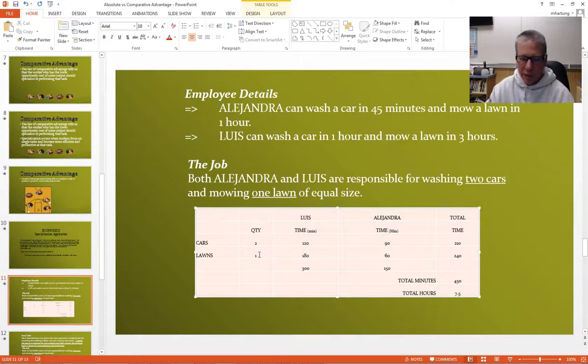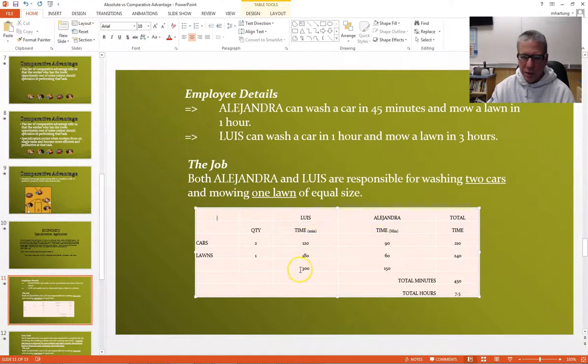But let's take a look at what it looks like if they're not working together. This is just what it's going to take them working independently to get each of their tasks done. So cars, 2 cars: Luis, it's going to take him 120 minutes, Alejandra 90 minutes. Total time, 210 minutes. Lawns: it will take Luis 3 hours, which is 180 minutes, and Alejandra 1 hour or 60 minutes, for a total time of 240 minutes.